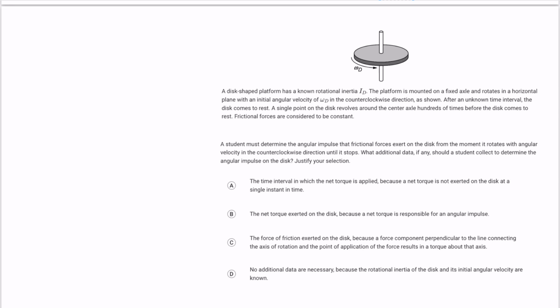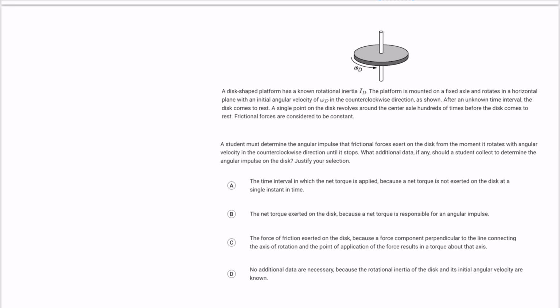A student must determine the angular impulse that frictional forces exert on the disc from the moment it rotates with angular velocity in the counterclockwise direction until it stops. What additional data, if any, should a student collect to determine the angular impulse on the disc? Justify your selection.